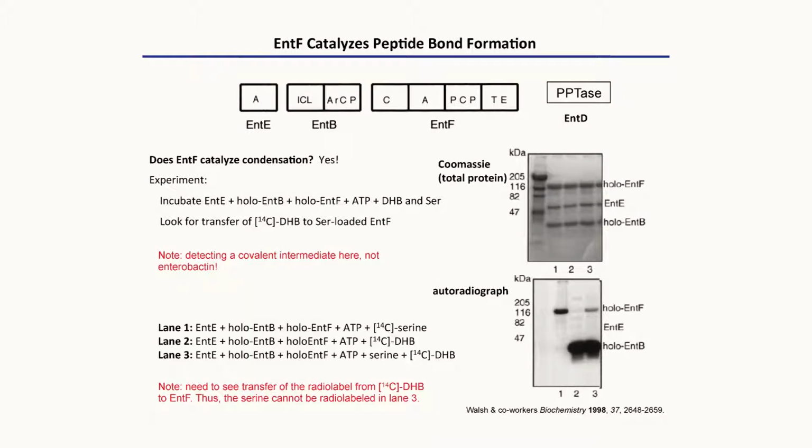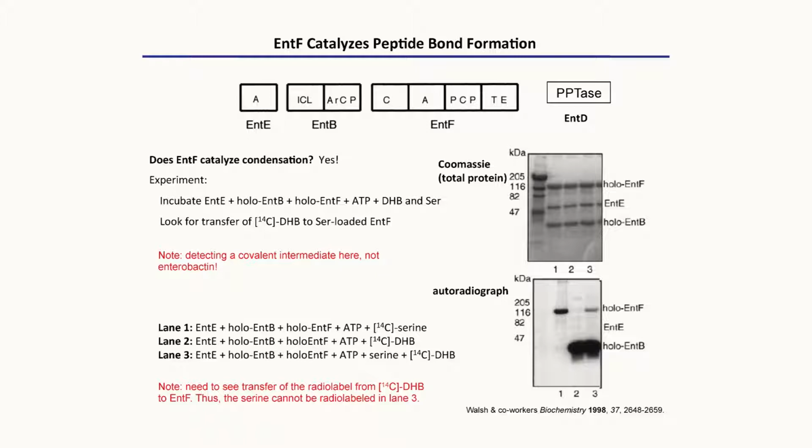Okay, so what about peptide bond formation, right? We have the T domains loaded with the monomers. Can we see activity from the C domain in terms of formation of an amide bond? And so this experiment requires a lot of components. So what is the experiment to look at whether or not NF catalyzes condensation? Basically, we can incubate E, holo and B, holo and F, ATP, and these monomers.